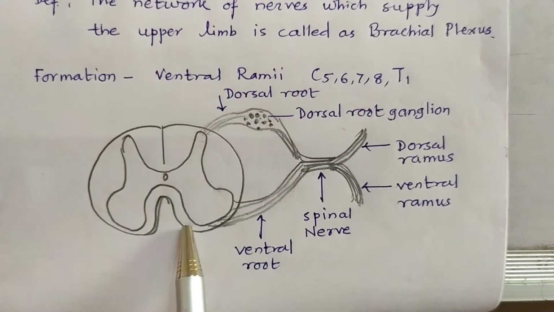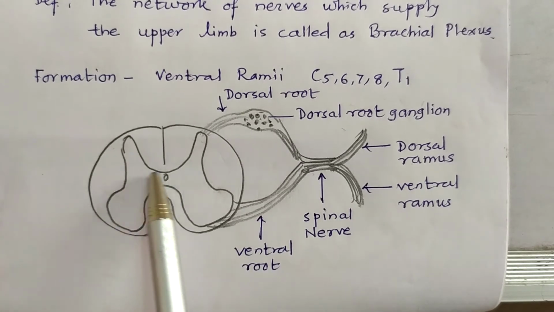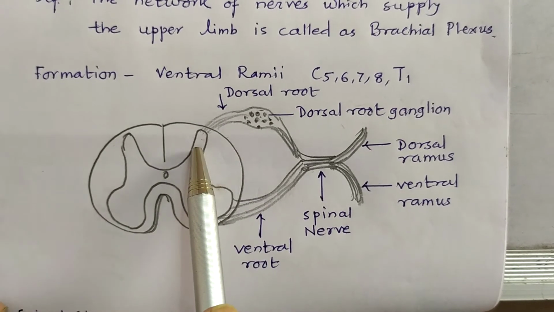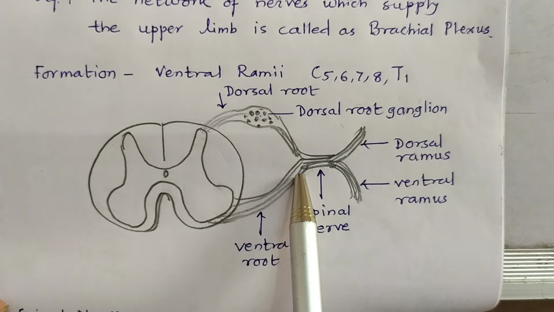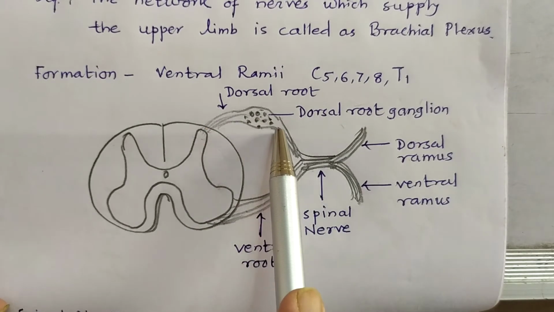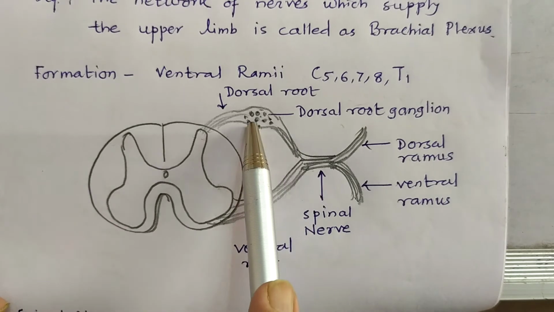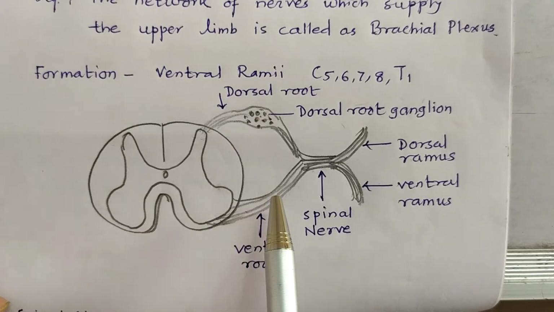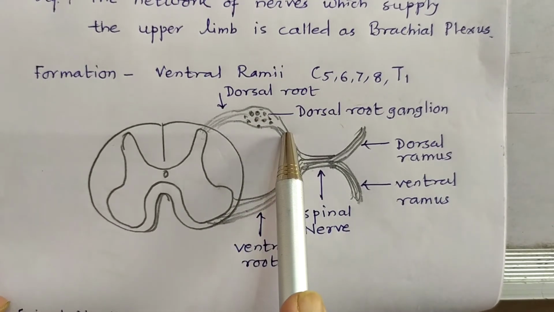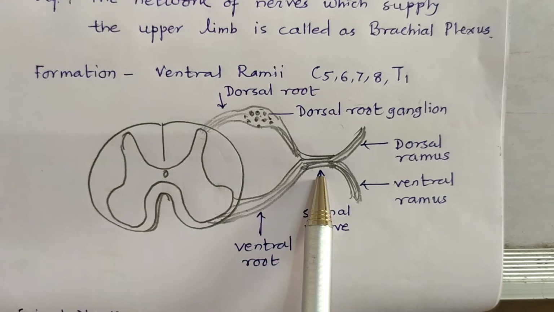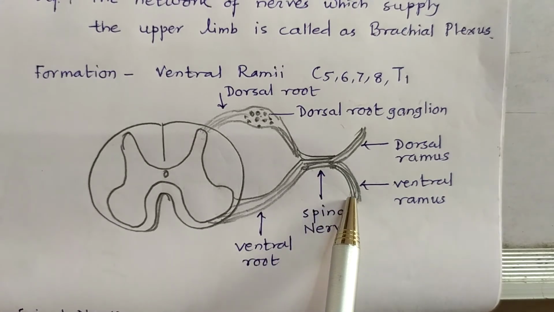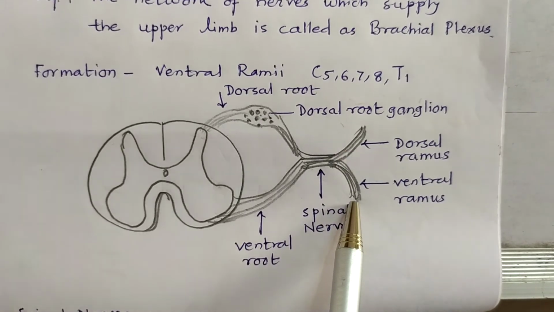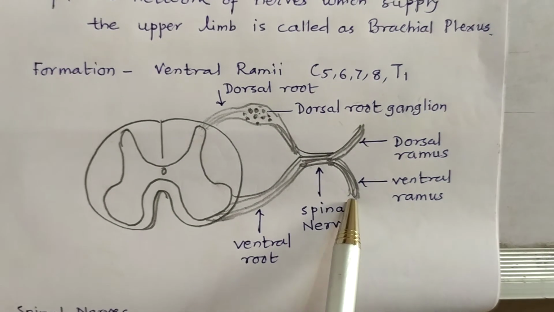This is the section of the spinal cord. This is the gray matter which shows anterior horn, posterior horn. Anterior horn gives attachment to ventral root and posterior horn gives attachment to dorsal root. And in the course of dorsal root, we can see the dorsal root ganglion. The ventral root and dorsal root join to form spinal nerve. The spinal nerve divides into ventral ramus and the dorsal ramus. The ventral rami form the plexus.